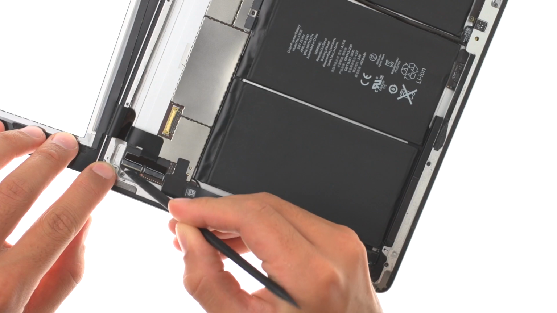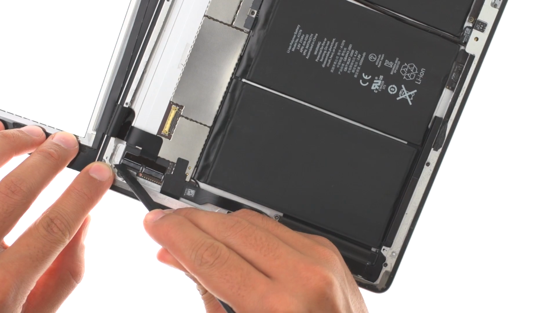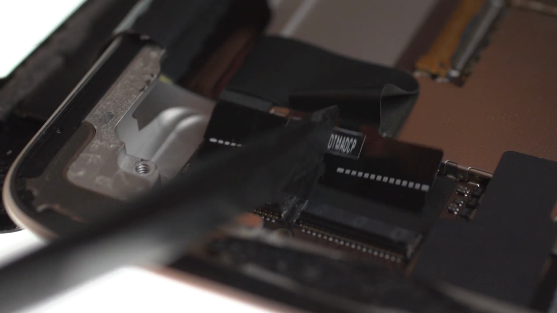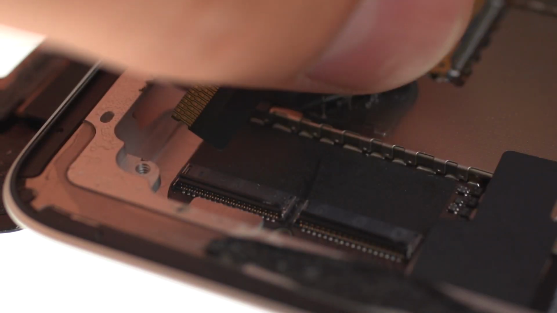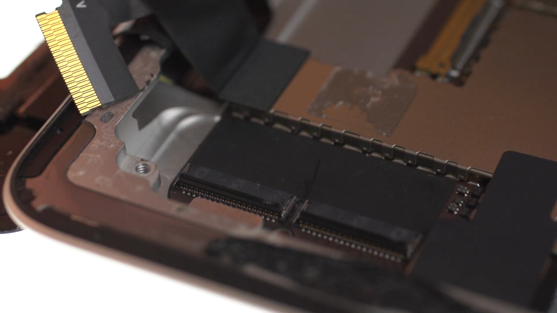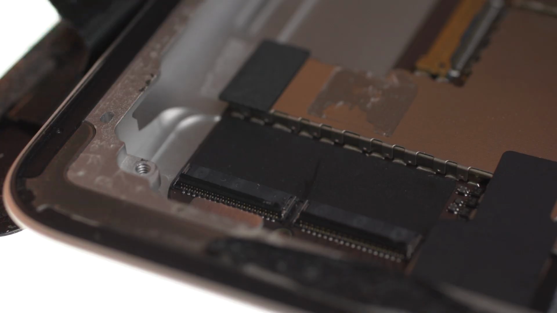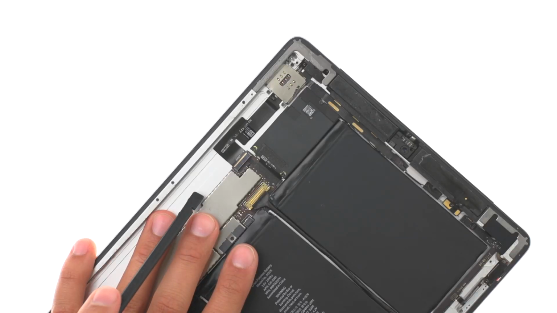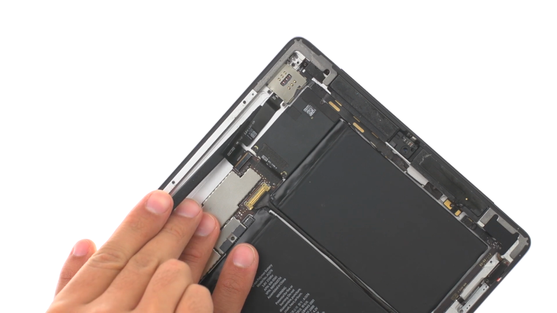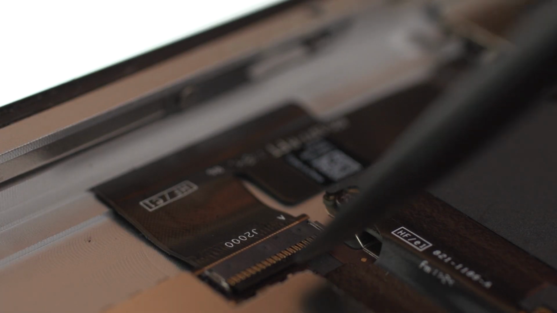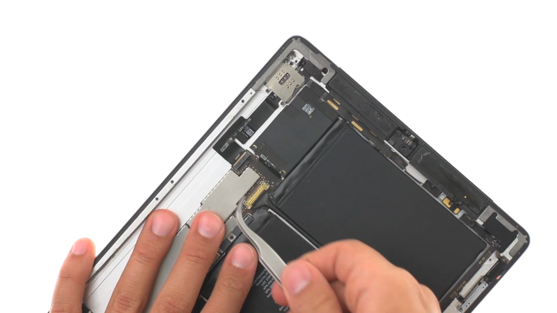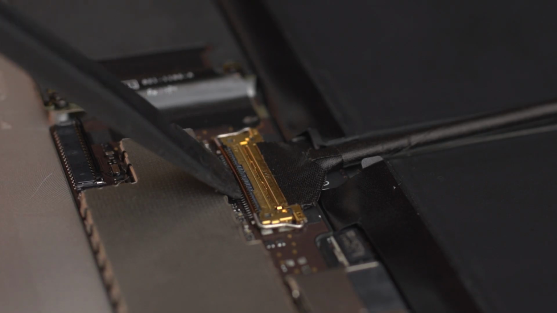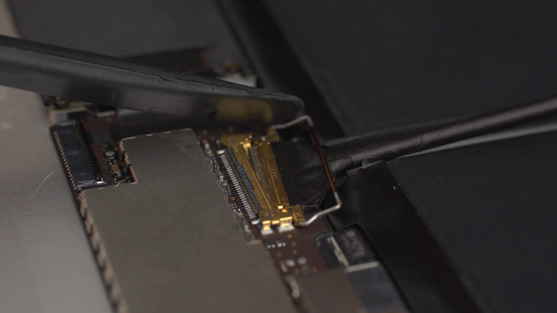Lift the flaps, pull the digitizer cable out, and remove the digitizer. Use spudger to release the adhesive. Lift the flap and disconnect the audio jack. Flip up the retainer and disconnect the control board cable.